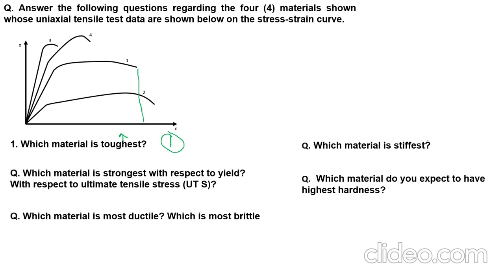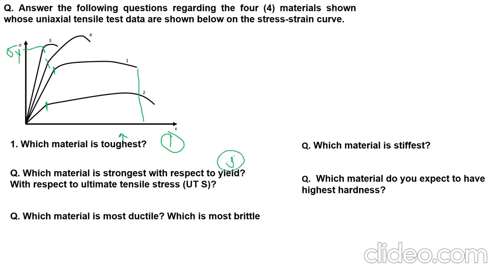It should have a steeper slope. Say this is your elastic region, and this is your yield point. For this material, the yield point lies here. For this material, it is somewhere here. And for 3, the yield point is somewhere here. Yield is given by sigma y, right? So you can see for material 3, you have the highest yield. So for yield, we can write material 3.